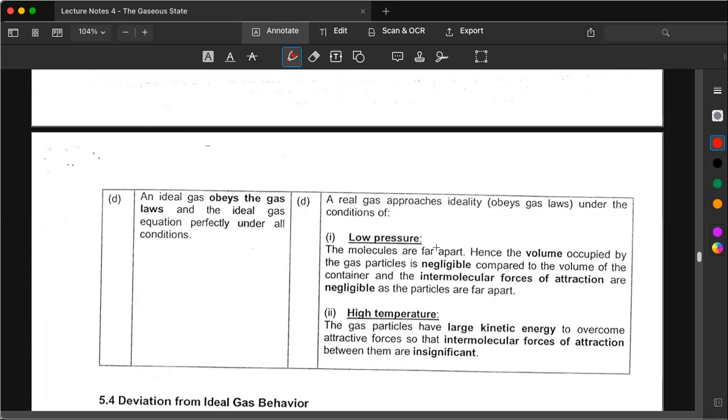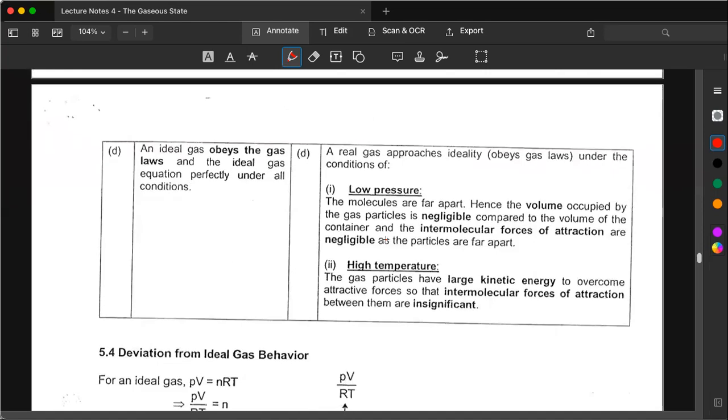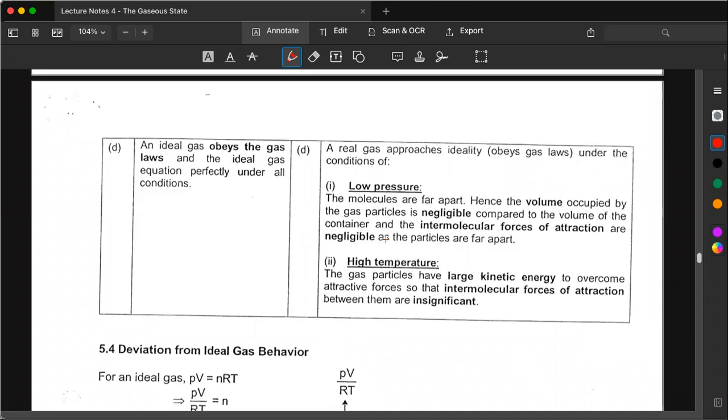At low pressure, the molecules are far apart. So these are the conditions for a real gas to approach ideality. They have to be far apart at low pressure so that the volume they occupy is negligible compared to the volume of the container, and the intermolecular forces of attraction will be negligible as the particles are far apart. And at high temperature, the gas particles have large kinetic energy to overcome attractive force. So these intermolecular forces of attraction become insignificant.